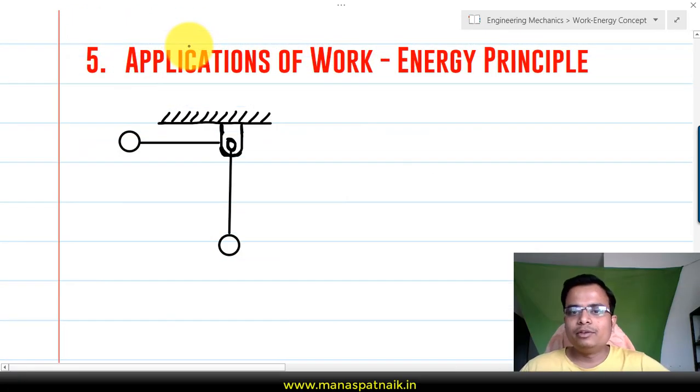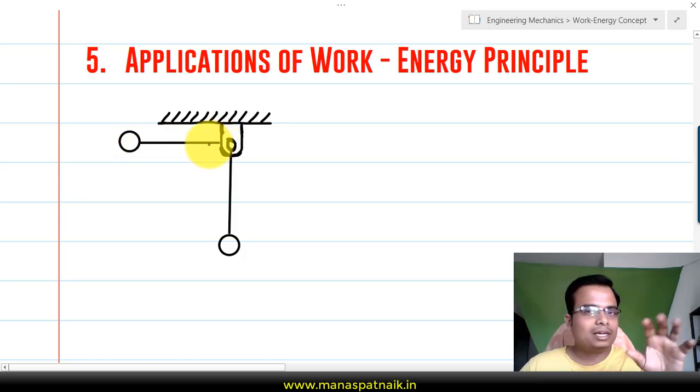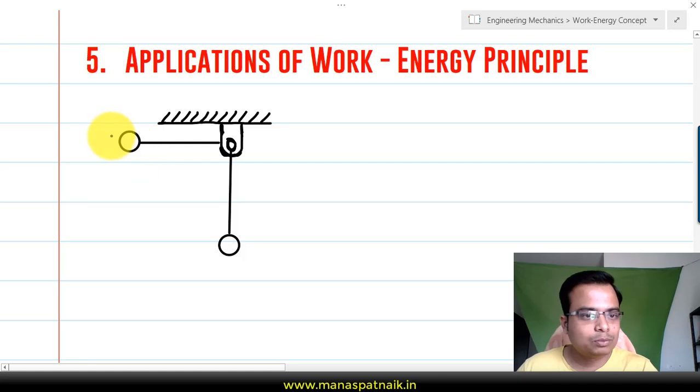Now let's try to understand the work and energy principle with the help of this simple example. So guys, this essentially represents two different positions of a bob which has been attached to this string over here. What we're trying to do is lift this bob. Okay, let's say this is position A1 and this over here is position A2.